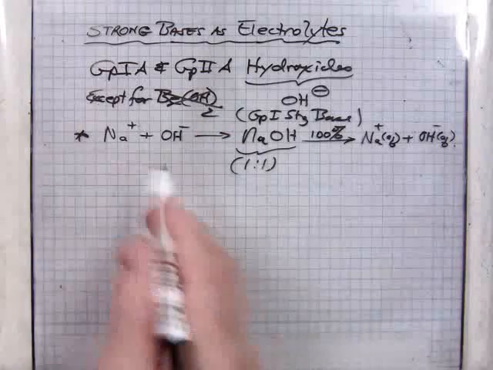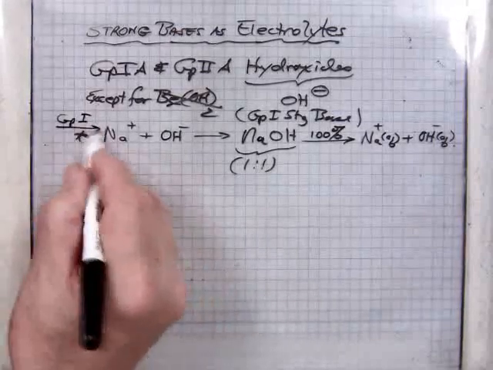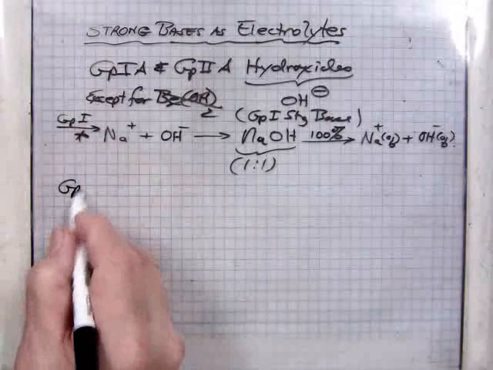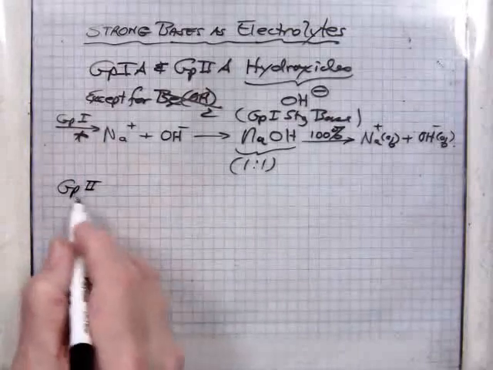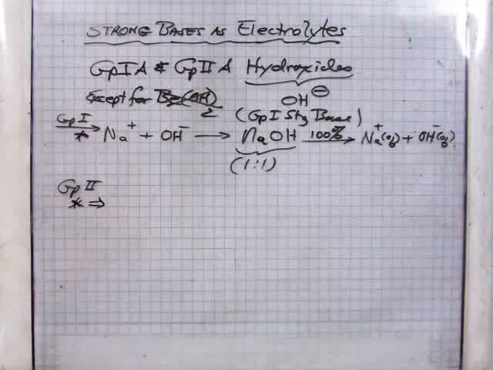Okay, so that was the group 1 example right here. And a group 2 example would be something like, let's see, magnesium.